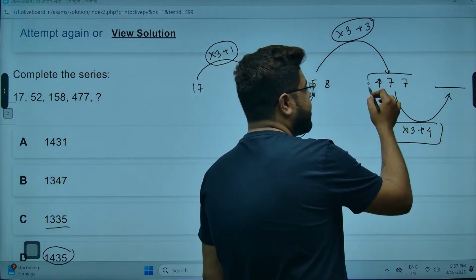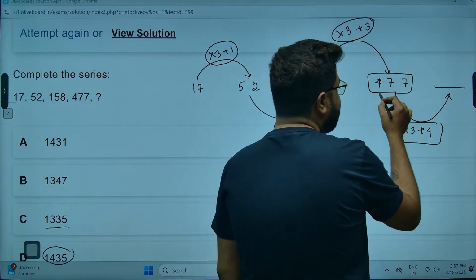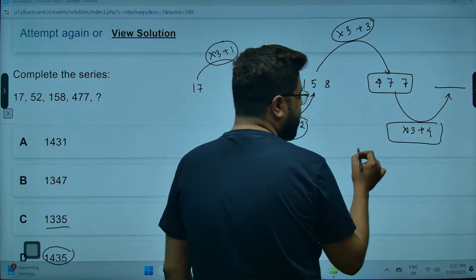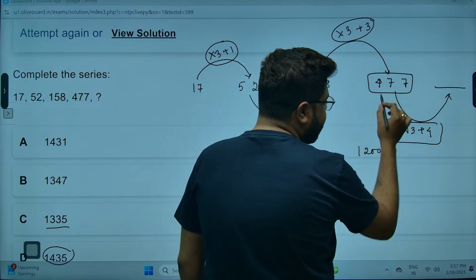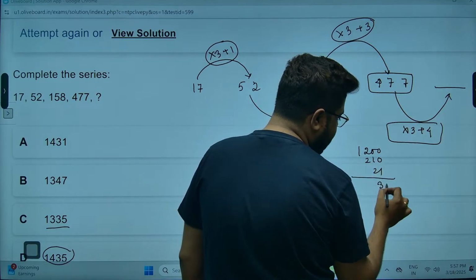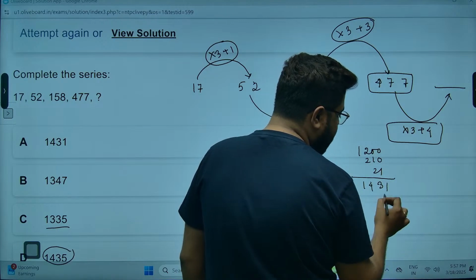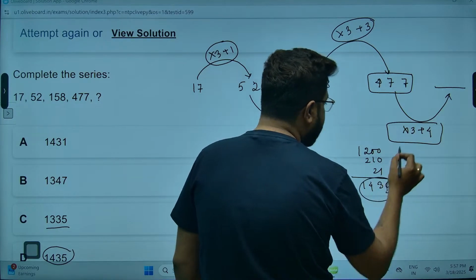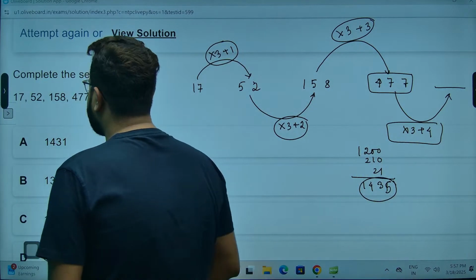Sir, 477. Chalo, let's do it. 477 into 3, sir: 400 into 3 is 1200, 70 into 3 is 210, 7 into 3 is 21. Add, sir: 31 here, 14 here, plus 4 means it will become 35. 1435, option number D, sir.